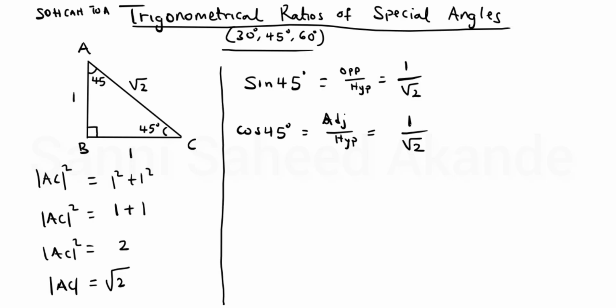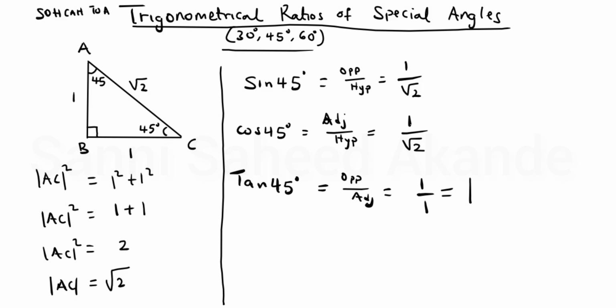Then we have tan 45 degrees. So tan 45 is opposite over adjacent. Alright, our opposite here is 1 and the adjacent is 1. 1 divided by 1 is 1. So tan 45 is given to be 1. So if you press your calculator now and you press tan 45, the answer you are going to get is 1. Understood? So these are the values of sine 45, cos 45 and tan 45.